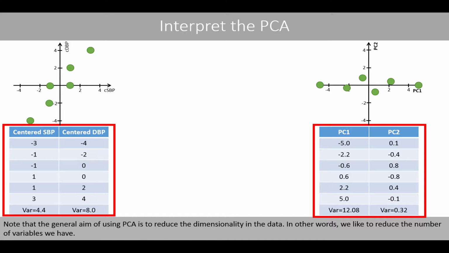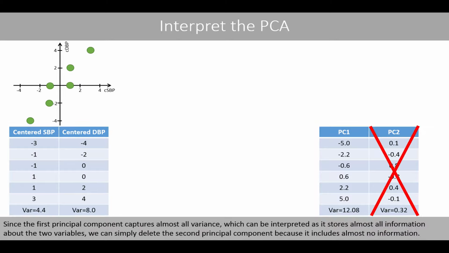Note that the general aim of using PCA is to reduce the dimensionality in the data. In other words, we like to reduce the number of variables we have. However, so far we have not reduced the number of variables, since we have the same number of principal components as the number of variables we started with. Since the first principal component captures almost all variance, which can be interpreted as it storing almost all information about the two variables, we can simply delete the second principal component because it includes almost no information.